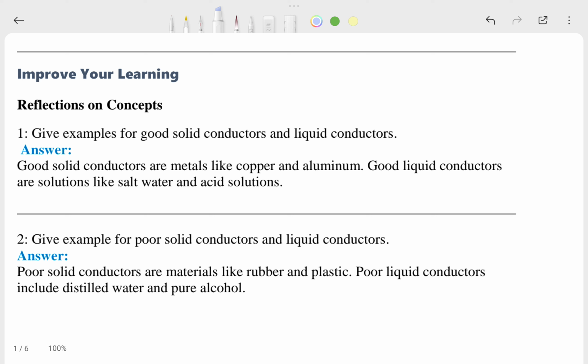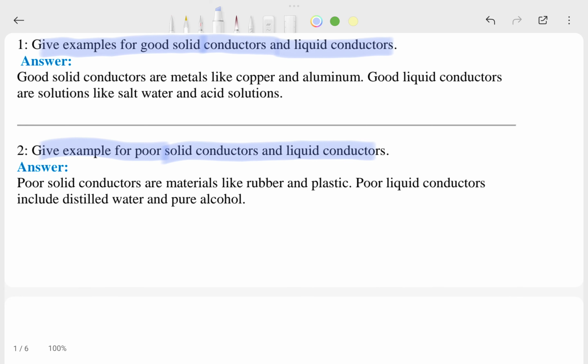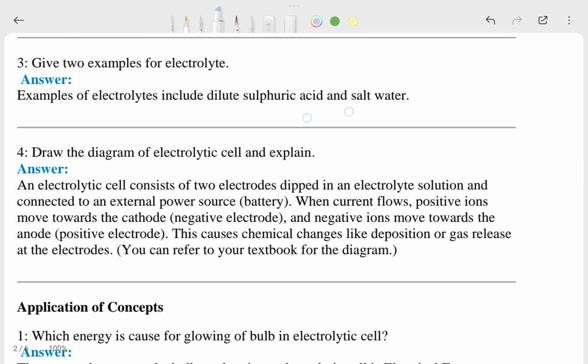this is your first question. Give an example for the good solid conductors and the liquid conductors. And then the second question: give an example for poor solid conductors and liquid conductors. Okay, so if it is clear, then we will go to our third question and fourth question.